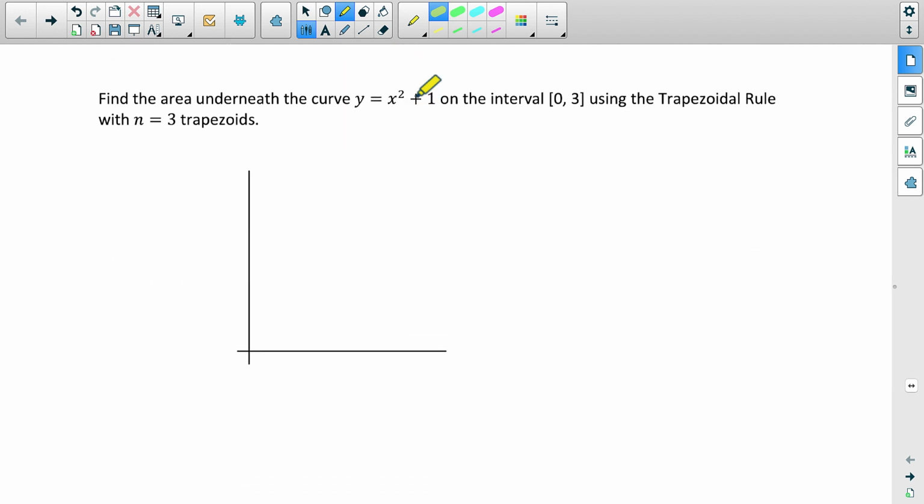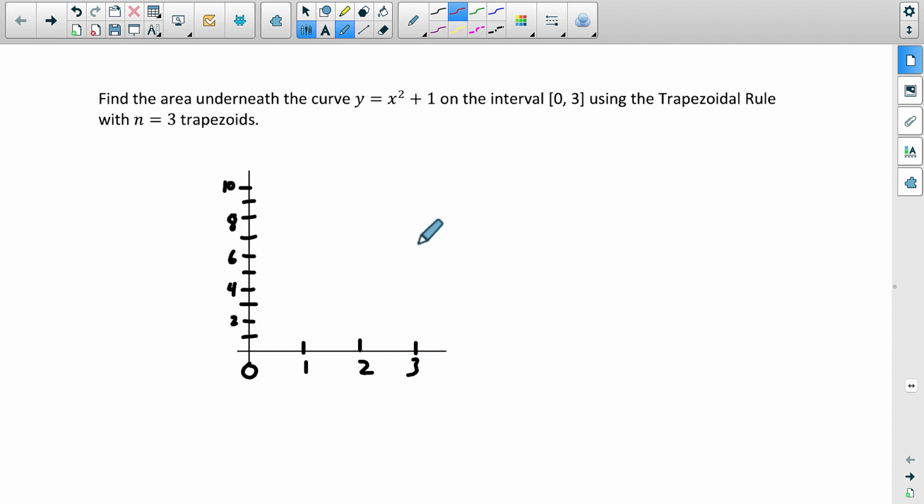Let's go down and take a look at the same question, I believe, that we did last time, which is find the area underneath the curve y equals x squared plus 1 on the interval 0, 3, but this time we're going to use trapezoids. So I'll start just like I did last time by graphing it. I only have to go from 0 up to 3, 1, 2, 3, and I have to go up to 10 along the left hand side.